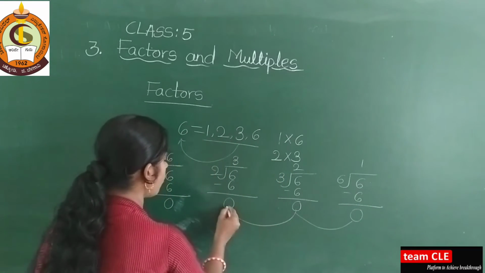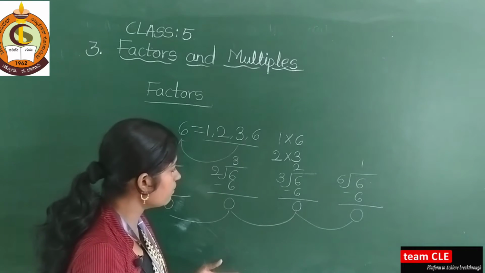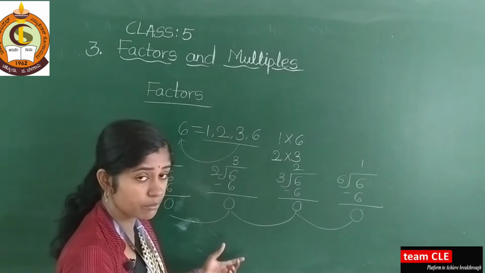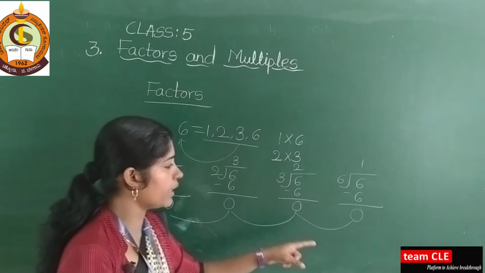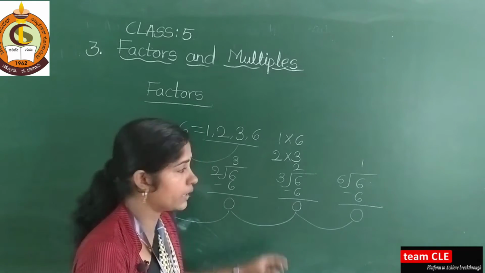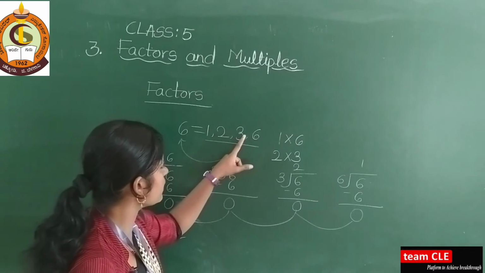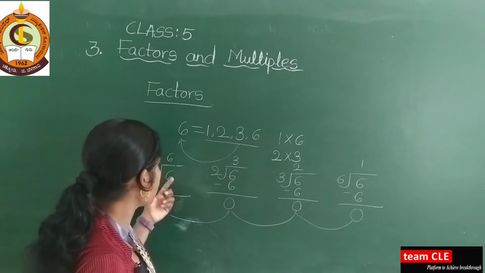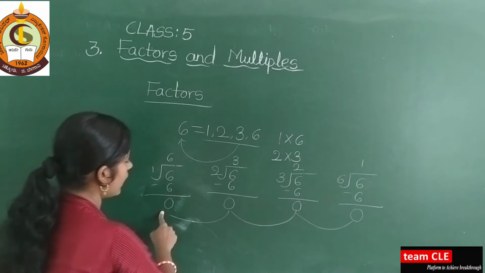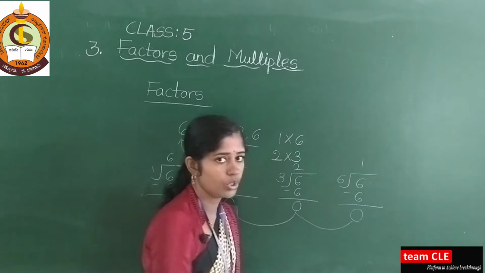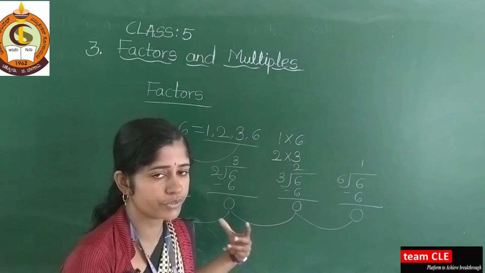See here, what remainder did we get? We got remainder 0. Yes, a number which divides the given number exactly without leaving a remainder, those numbers we call factors of the given number. Why did I write 1, 2, 3, 6 as the factors of 6? Because when I divided this number by them, I got remainder 0. Therefore, these numbers are called the factors of 6.